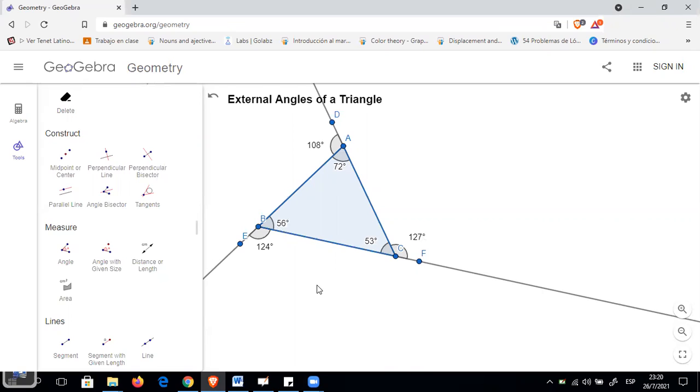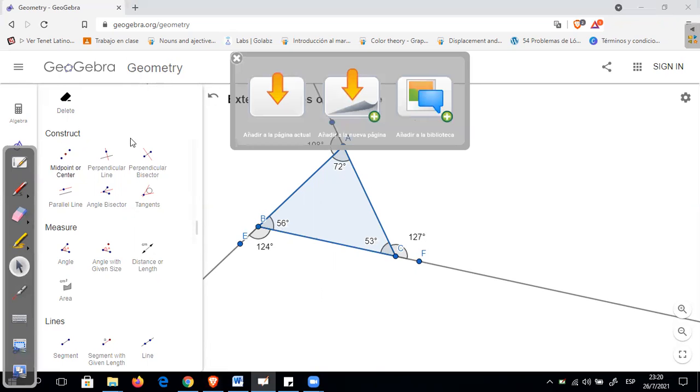We have here the angles. Here we have the external angles: 108, 108, 124, and 127. The internal angles are 72, 86, and 53, 56 and 53. Okay, we're going to check now that if we add the internal angles, we are going to get the opposite angles here. So we're going to prove it.